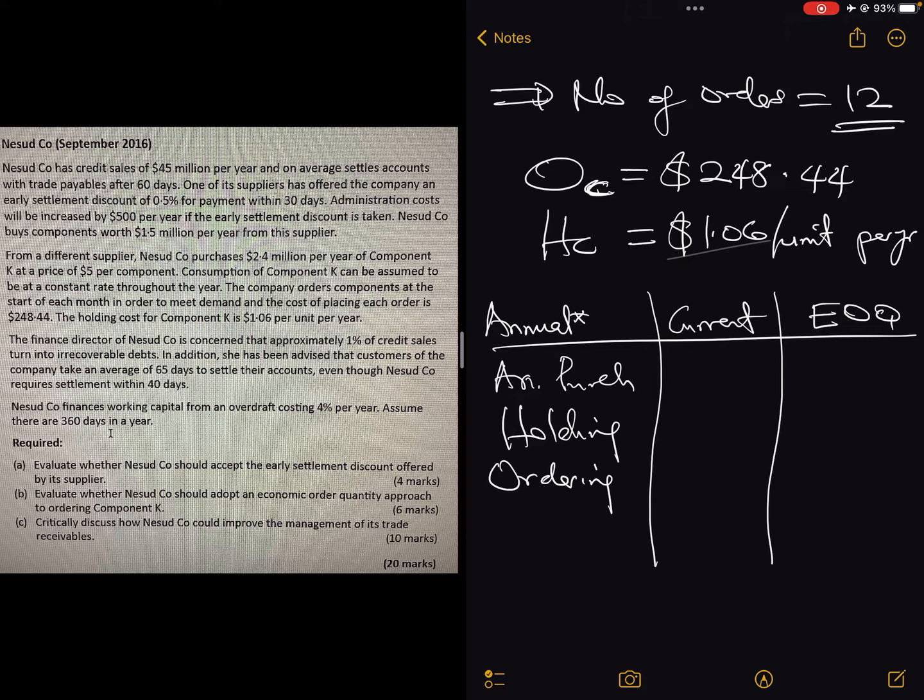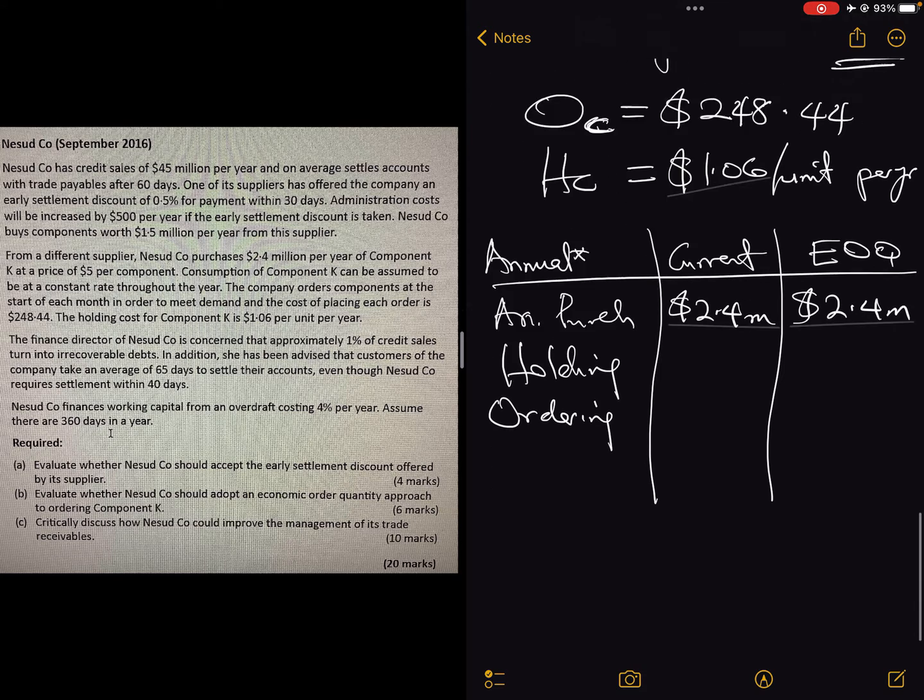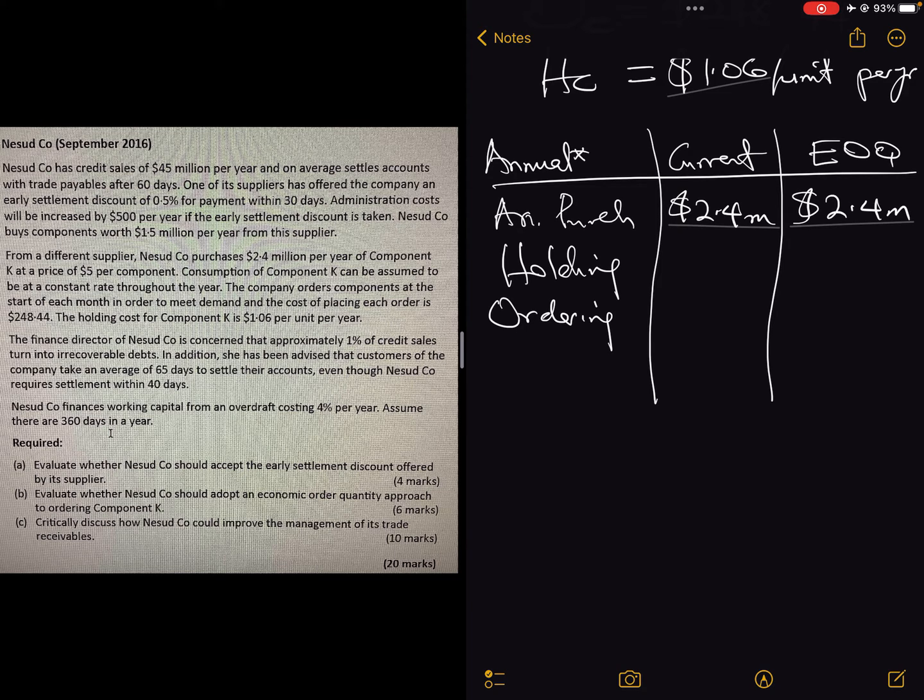The annual purchase cost, whether it's EOQ or currently, is fixed. The annual purchase cost remains 2.4 million for both scenarios. So we're not going to bother ourselves about it. It doesn't make any difference whether we stick to the current situation or we adopt EOQ. It remains 2.4 million. But the holding cost definitely will not be the same. So let's look at what is happening currently. Currently, they order 40,000 per order.